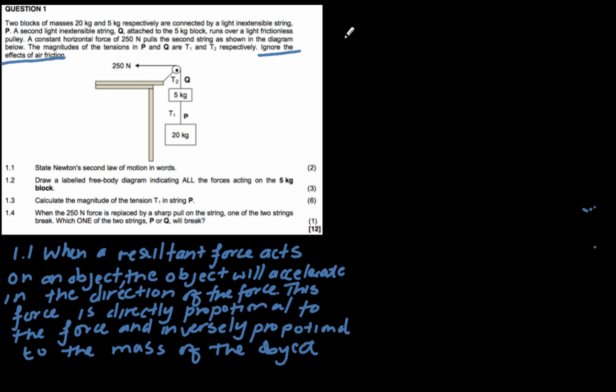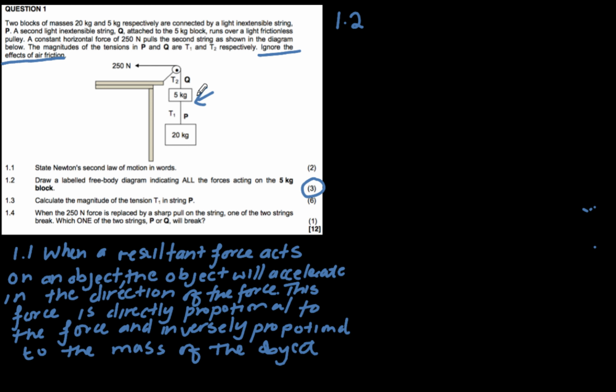Okay, now let's move on to question 1.2. On question 1.2, they say draw a free body diagram indicating all the forces acting on the 5 kg block. One thing that you have to take note of is that we have allocated 3 marks for the free body diagram. Hence, that means we're going to have to draw 3 forces. The way that I suggest you do this is first by drawing the forces on the actual diagram that you'll be given, and then you can draw your final answer in your answer script later on.